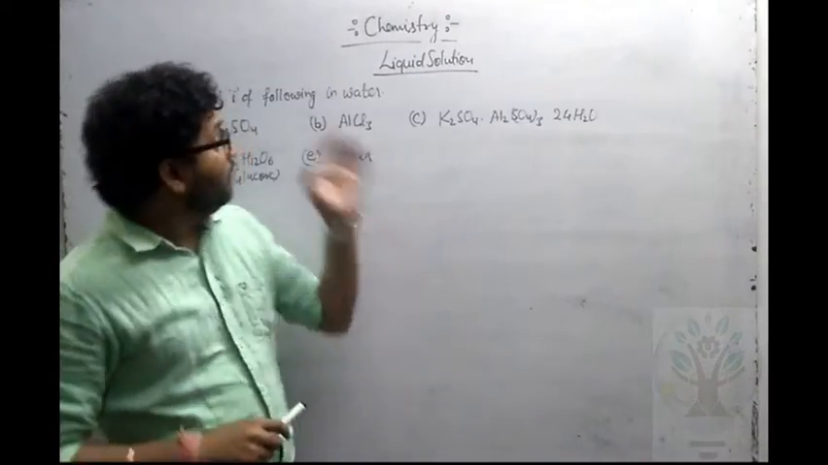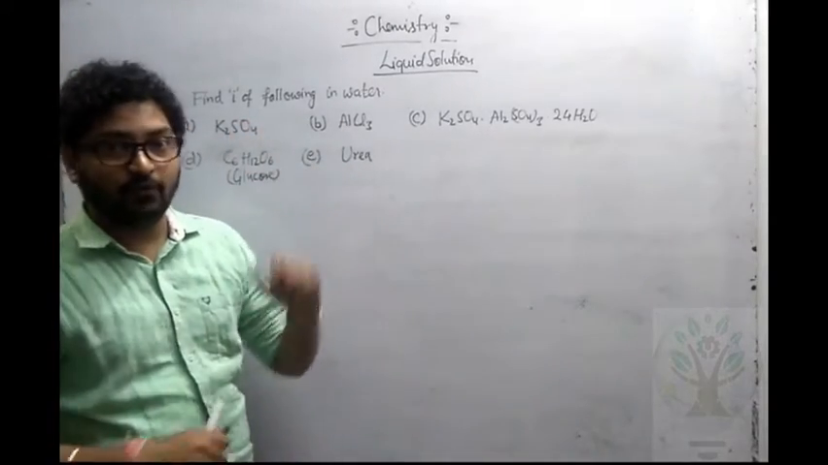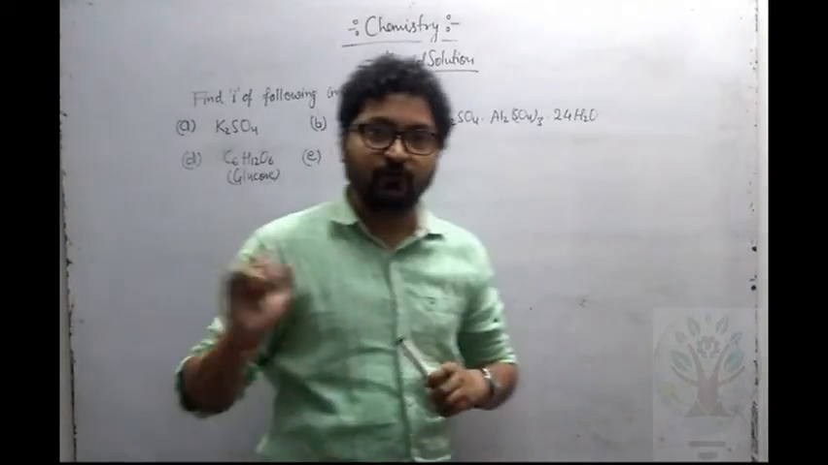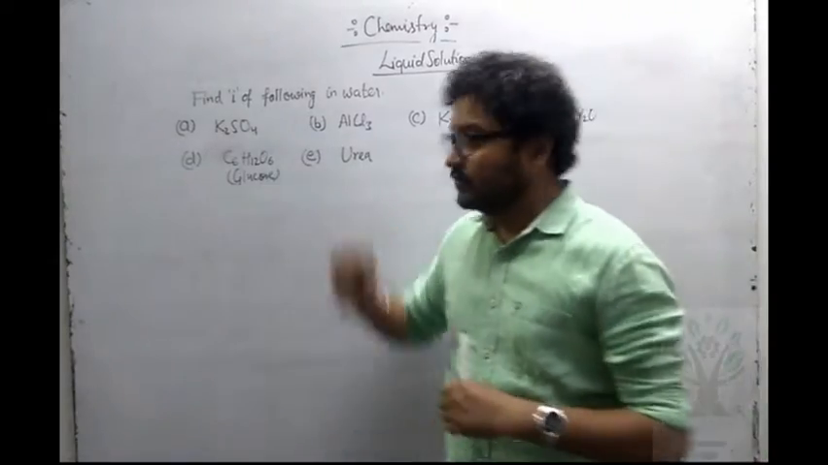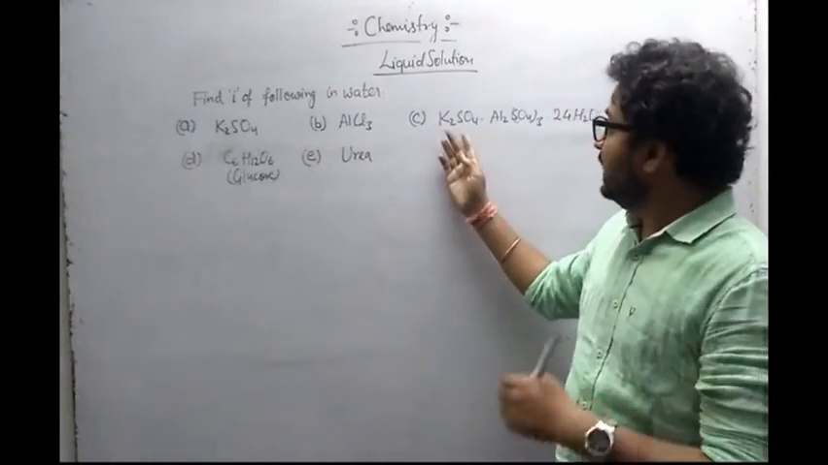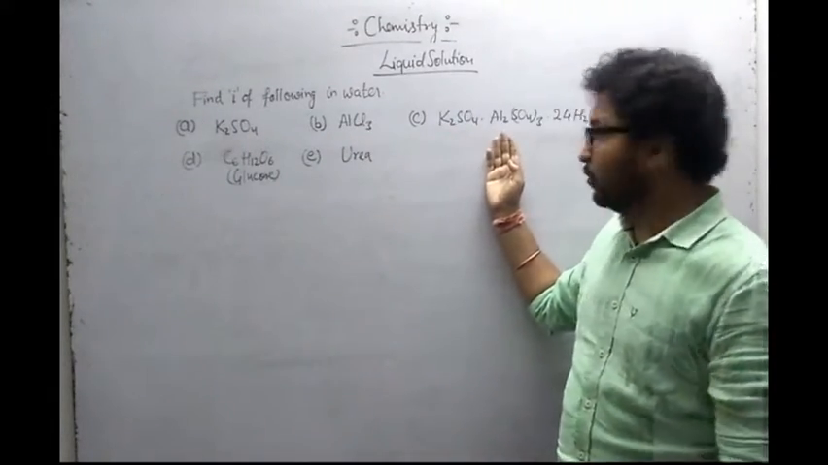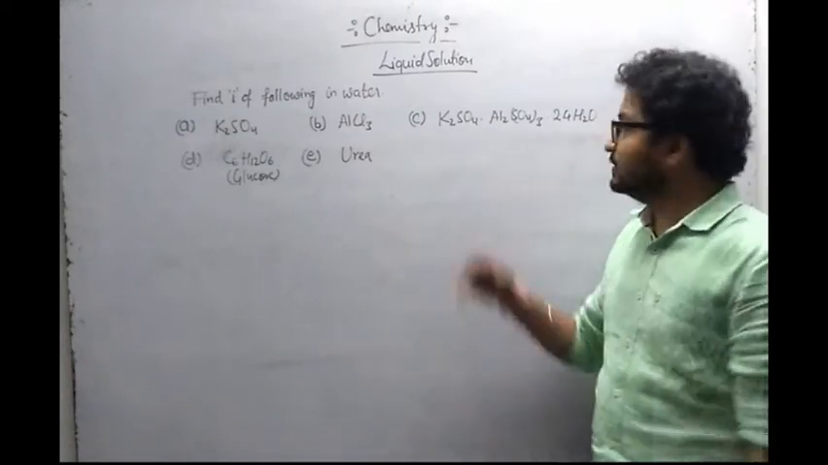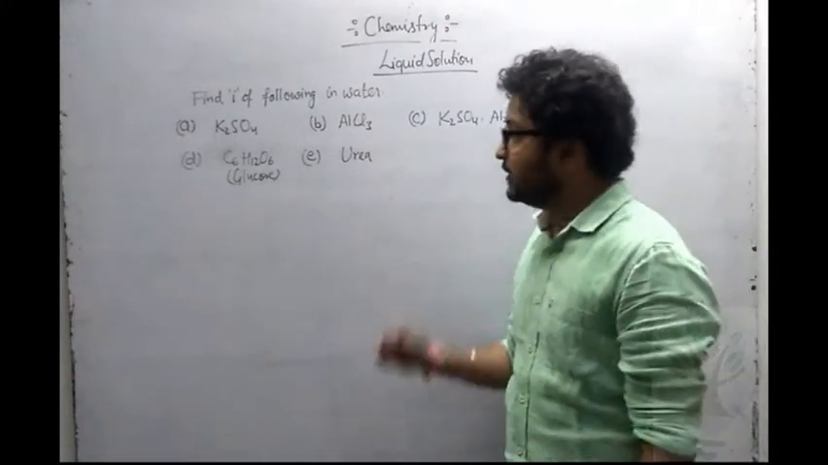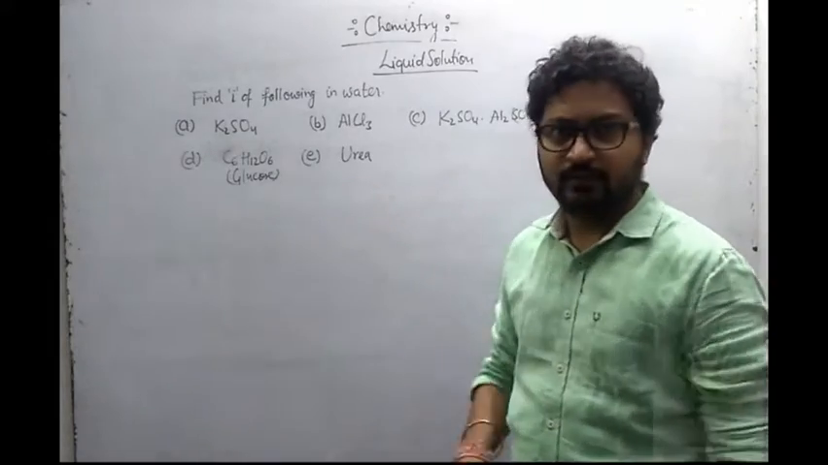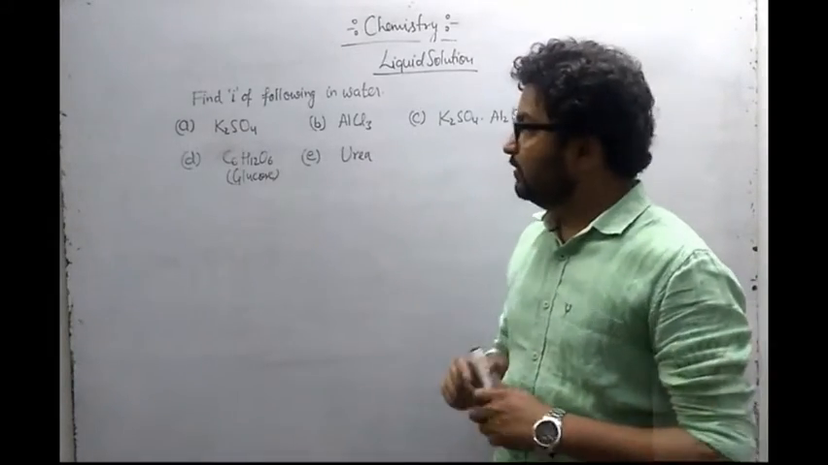Okay, let's do one more. Okay, now find I of the following in water. You have to find Van't Hoff factor of the following: K2SO4, AlCl3, K2SO4 dot Al2(SO4)3 dot 24H2O. It is called potash alum, glucose, urea. Okay, I will solve for you.